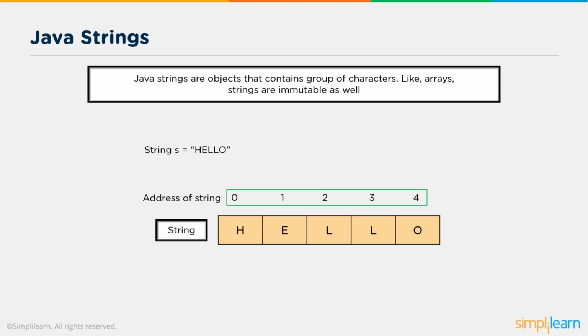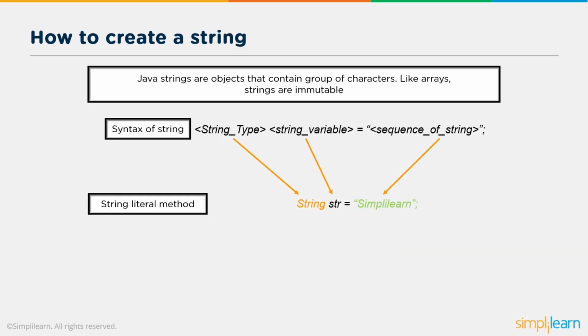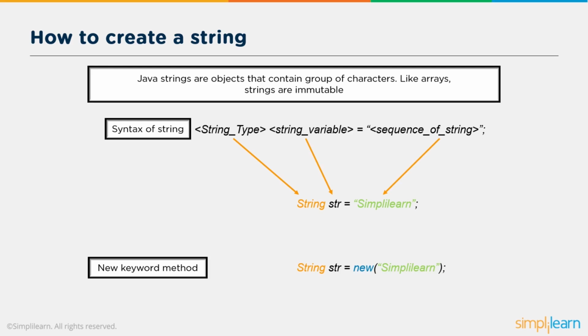Now let's move on to creating strings. There are two methods of creating a string: the string literal method and using the new operator. This is the syntax of a string on the screen. First, String type, then the variable name is equal to a sequence of characters in double quotes. This is called the string literal method. For the new operator method, we use the new operator and the value of the string is given in the brackets.